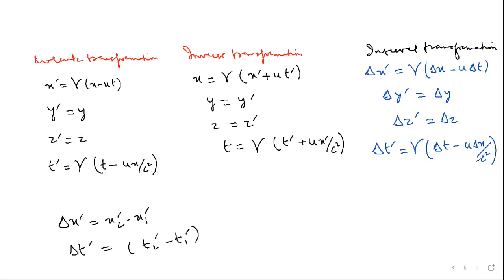Let me check them. Delta x prime is gamma times delta x minus u delta t. Delta y prime is delta y. Delta z prime is delta z. Delta t prime is gamma times delta t minus u delta x by c square.